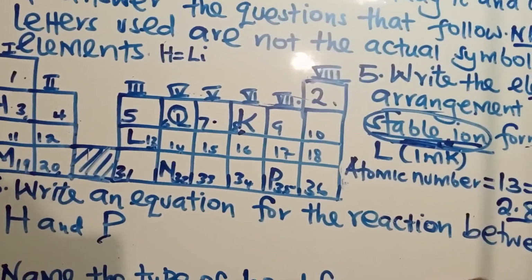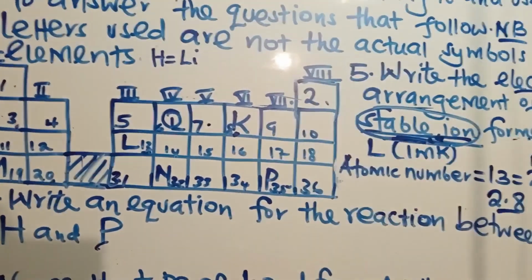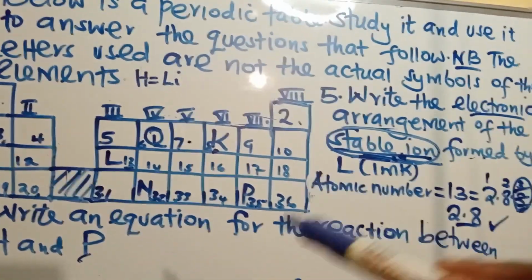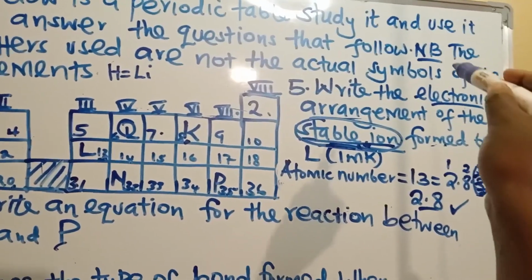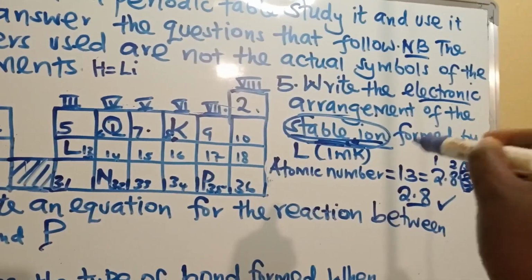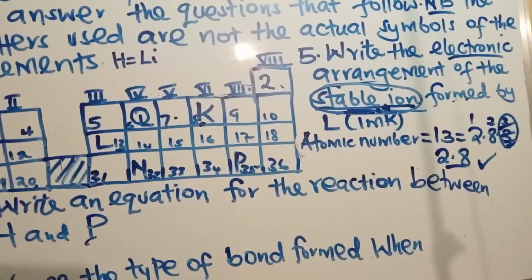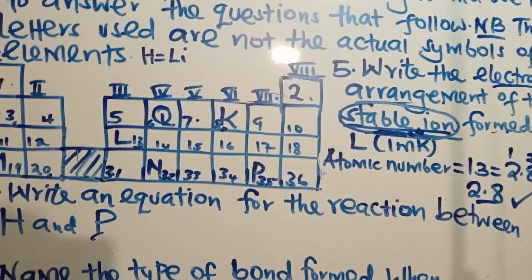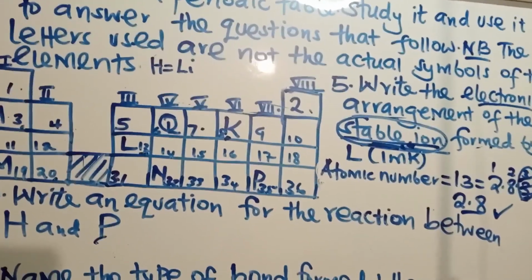So do not confuse the letters that are provided for you to use with the real symbols. That is why anytime you're given such a question, there is usually a disclaimer or some information in brackets, or written as an NB, that the letters provided are just there to represent elements, and they are not the actual symbols for the elements.